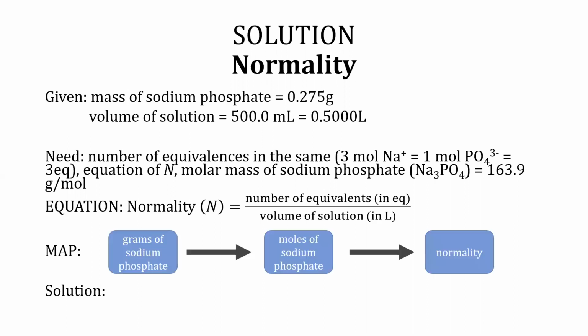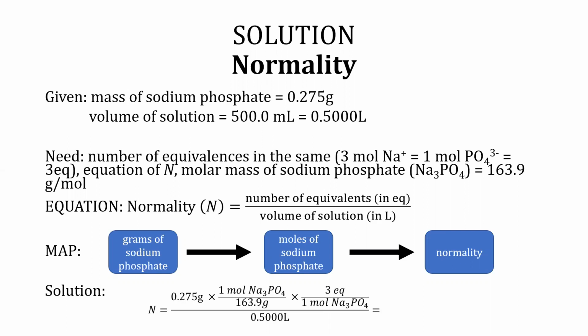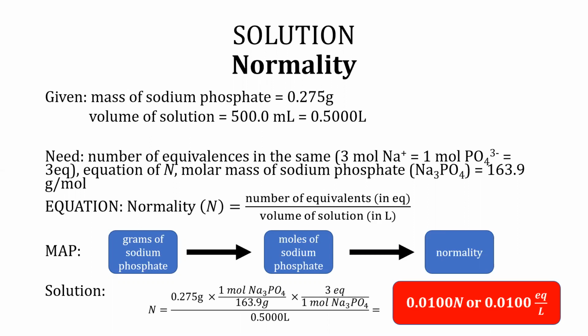Using the solution map, one starts with the mass of sodium phosphate and divides it by the molar mass of sodium phosphate to get moles of sodium phosphate. We get the normality by taking the moles times the known equivalents in the sample and dividing by the volume of the solution in L. After plugging in the numbers in the equation, the answer is 0.0100 N, or 0.0100 eq per L.